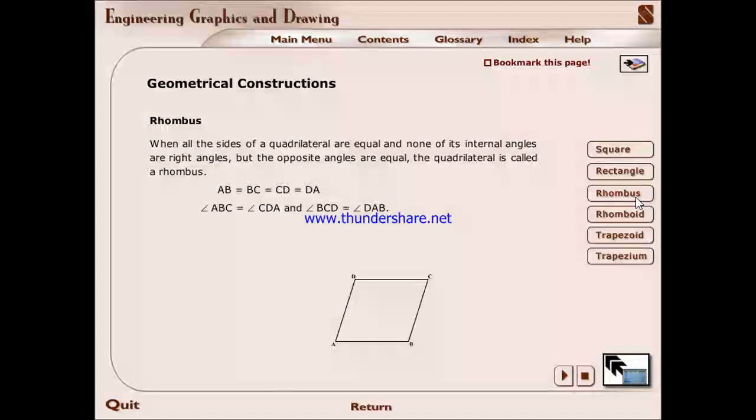Rhombus. When all the sides of a quadrilateral are equal and none of its internal angles are right angles, but opposite angles are equal, this quadrilateral is called rhombus. Here AB is equal to BC is equal to CD is equal to DA. Angle ABC is equal to angle CDA and angle BCD is equal to angle DAB.